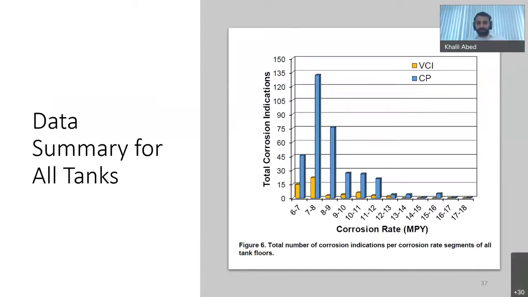The tanks were later inspected as per the schedule, between 7 to 10 years for the 12 tanks. The MFL floor scan data findings are summarized in the graph that you can see on the screen, which plots the total number of corrosion indications per the magnitude of corrosion rate. The blue data is for the CP protected tanks, and the yellow data is for the vapor phase corrosion inhibitor protected tanks. You can see that the vapor phase corrosion inhibitors have shown very good long-term performance compared to the cathodic protection.